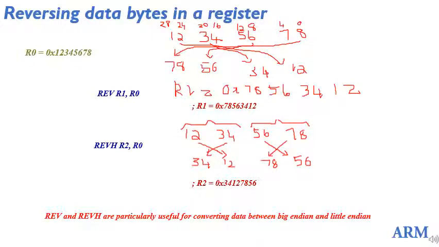So REV and REVH are particularly useful when you want to convert data between big endian and little endian. Okay, so you know what big endian and little endian are. This is the way in which the bytes of a word are stored in memory.